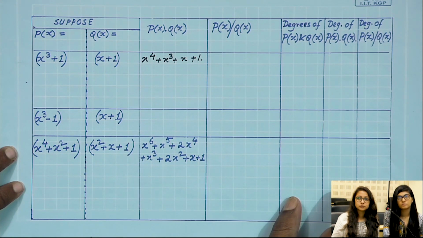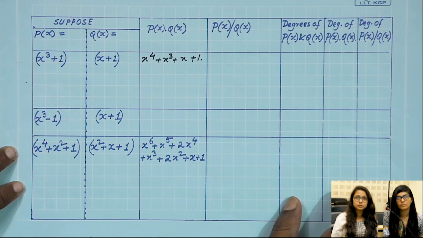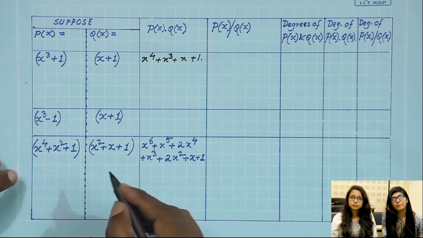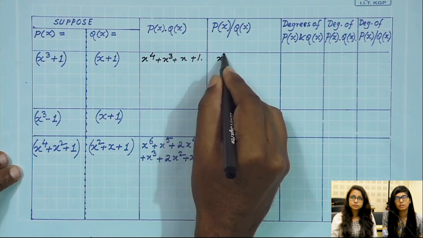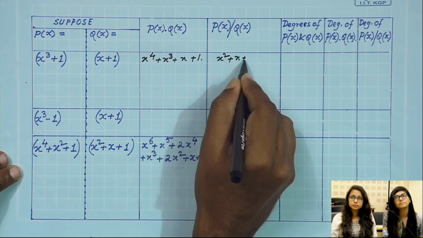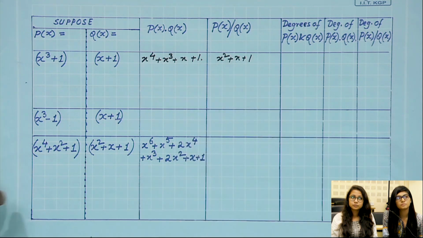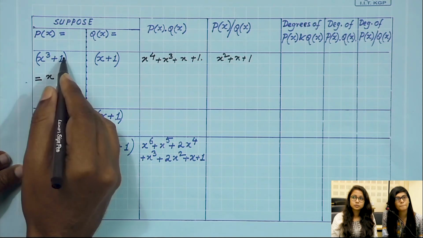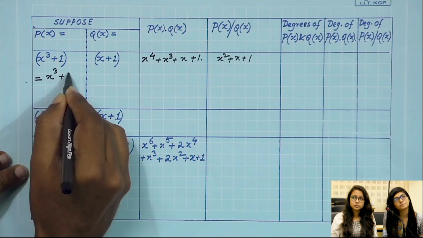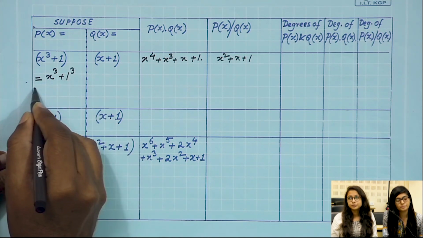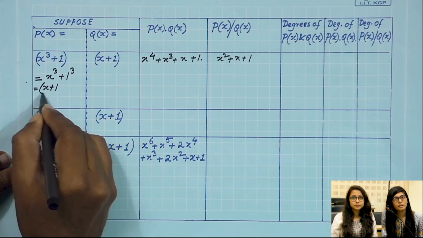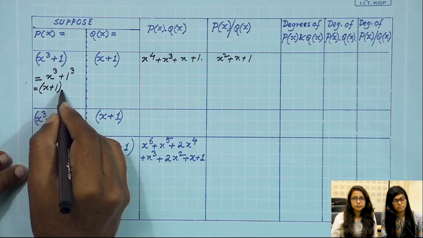This is right. And what is P(x) by Q(x)? For P(x) by Q(x), it will be x square plus x plus 1. How have you got it? I have got it by using the formula of x cube plus y cube. Here it is x cube plus 1 cube. Then what is the formula? X cube plus 1 cube is x plus 1.